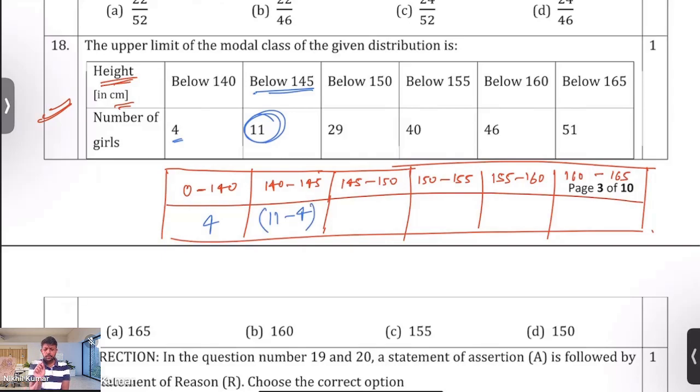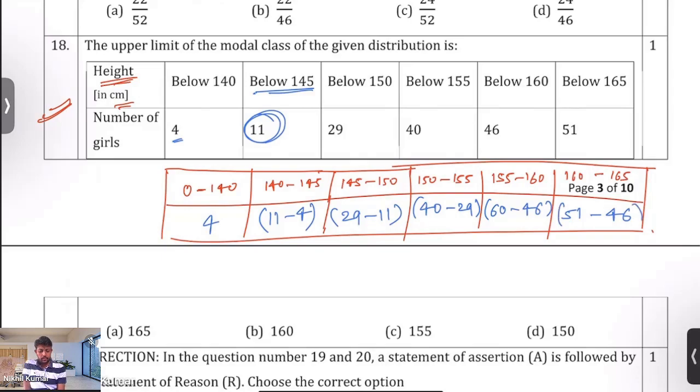From 145 to 150, how many girls are there? We know that from 0 to 145 there are 11 girls. So from 145 to 150, we will have 29 minus 11 girls. Similarly, 150 to 155, I'll have 40 minus 29. Here I'll have 60 minus 46. And here we'll have 51 minus 46.